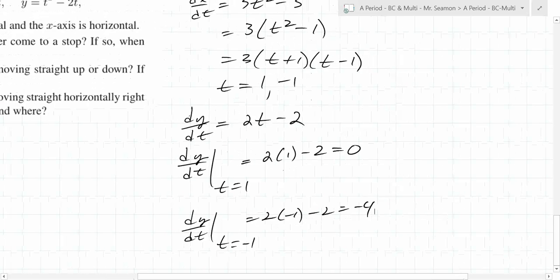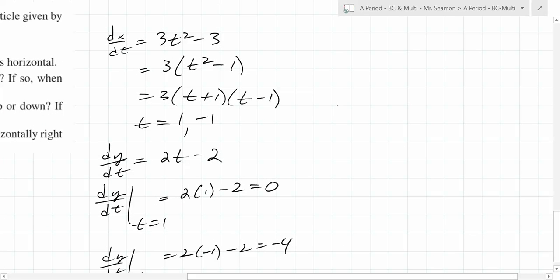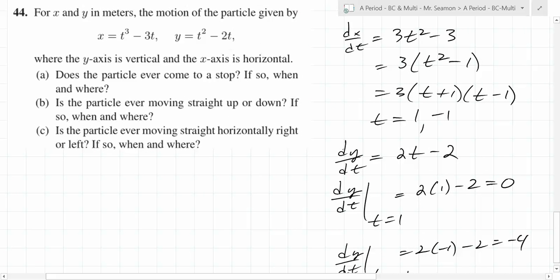But what does all this work tell us? That the particle is not moving when what? When both are 0. So that's when t is equal to 1. The question also asks where is the particle? A lot of you just didn't say where. Well, some of you didn't.